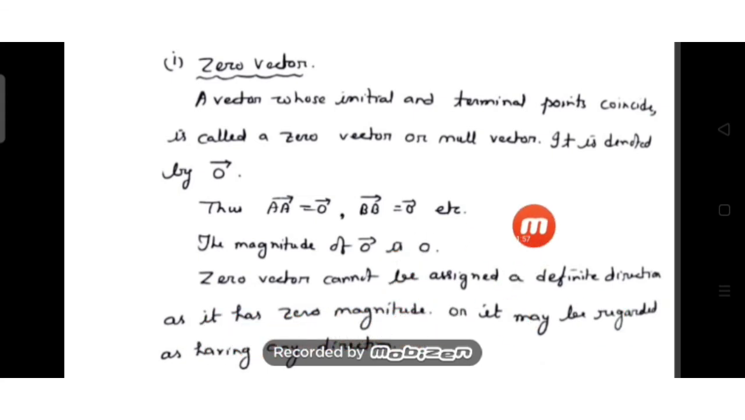And because of this reason, all zero vectors are equal.